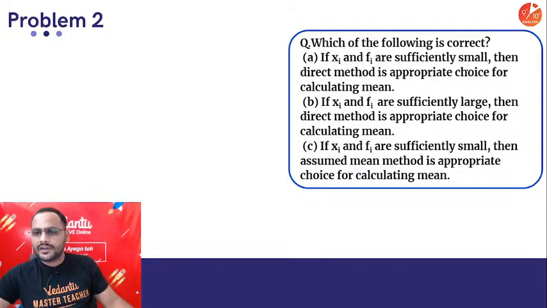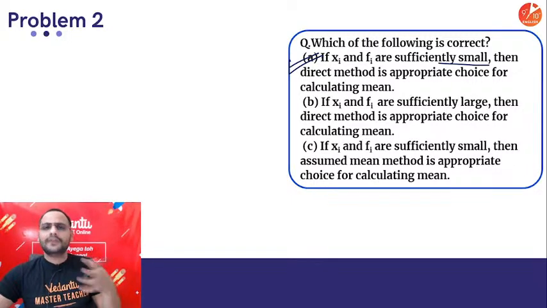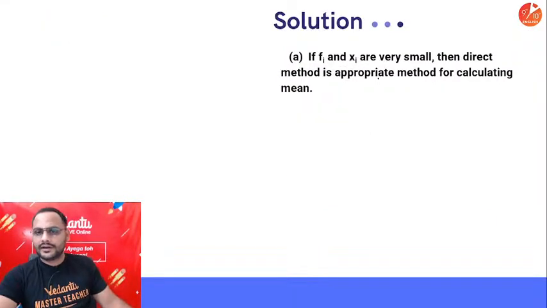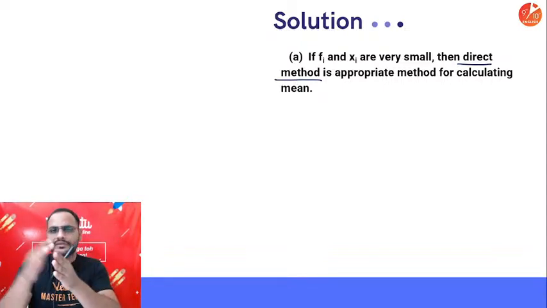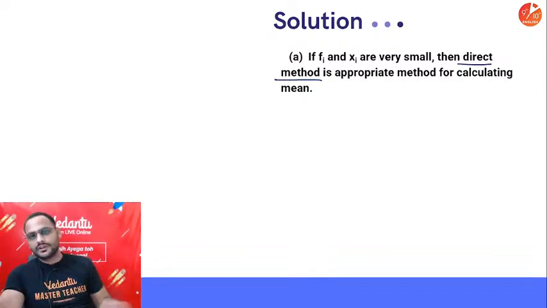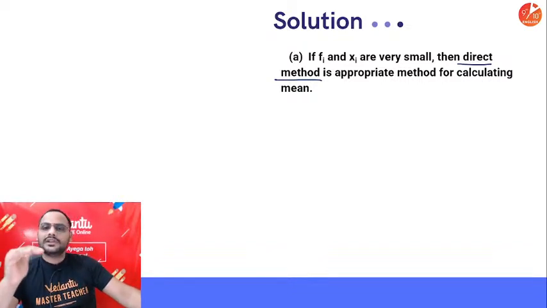So beta, if it is very small, go for direct method. If it is a little bigger, then we'll go for assumed mean. If it is very large, then we'll go for the step deviation. So we'll say option A will be your correct answer. Direct method for smaller values. If the values are little big, go for assumed mean. If values are very big, go for the step deviation. ठीक है? You'll get the same answer. Only thing is with the method the calculation reduces.